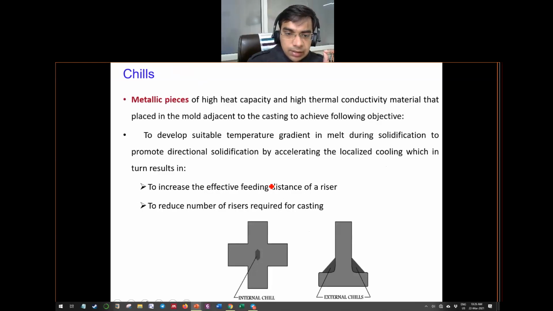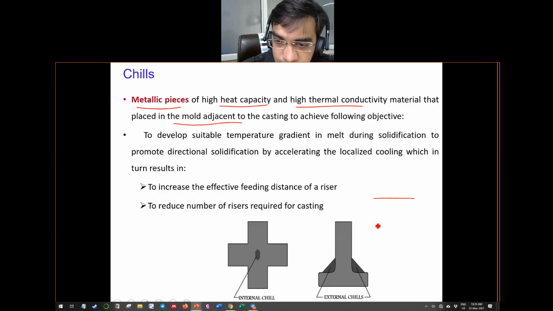Next are chills. Chills are again very important. What are chills? By themselves, they do not form any part of the cast product. They are metallic pieces with very high heat capacity and high thermal conductivity. So the idea is to place these chills in the mold. Please remember, they will be placed in the mold. I will just give you an example here.